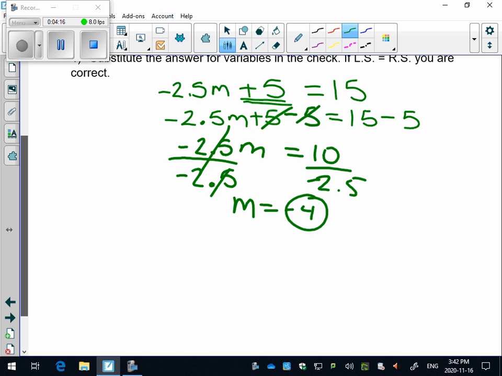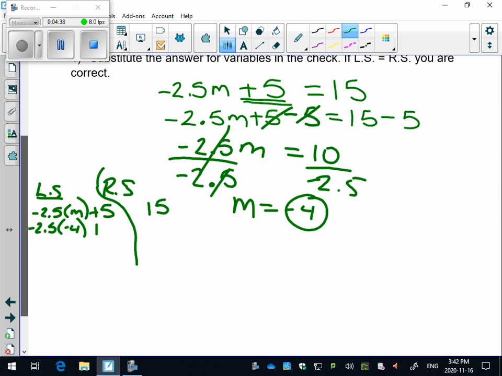Now to check and see if we have that right, we use our left side and our right-hand side. The original was negative 2.5 m plus 5. And the original right-hand side was 15. So this is negative 2.5 times negative 4 plus 5. Negative 2.5 times negative 4 is 10, and then you add 5. So here we have 15. That equals my right side. So this answer is correct.